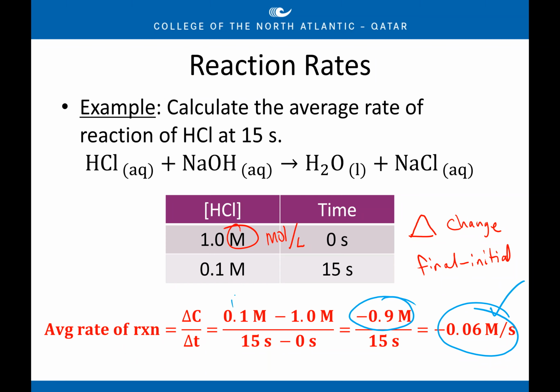So it's my final minus my initial. So 0.1 minus 1 over 15 minus 0. I divide them on my calculator, and my calculator says negative 0.06 moles per liter per second. So what that means is, on average, my concentration is decreasing 0.06 moles per liter every second. And that's good. Again, the negative is a good thing.